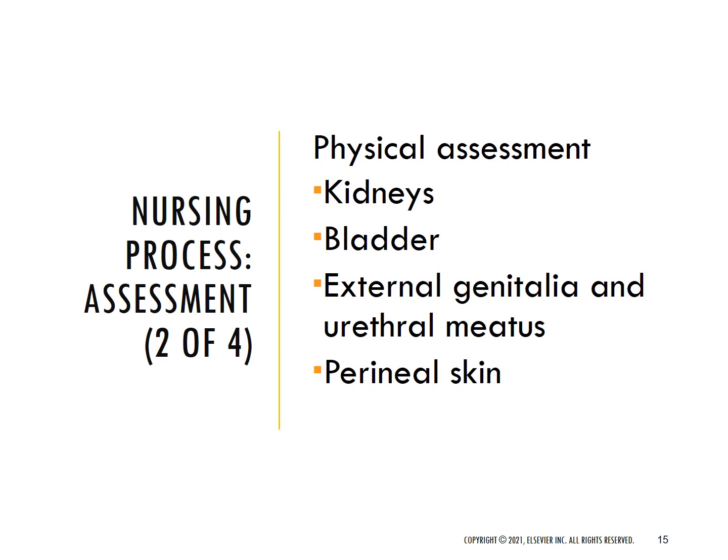You'll also use your objective assessment skills to gather data about your client's urinary elimination status. This is going to include inspection of the external genitalia, so looking for any abnormals. The urethral meatus is the opening of the urethra. And then also the perineal skin, which will be the skin around the urethral meatus and the external genitalia.